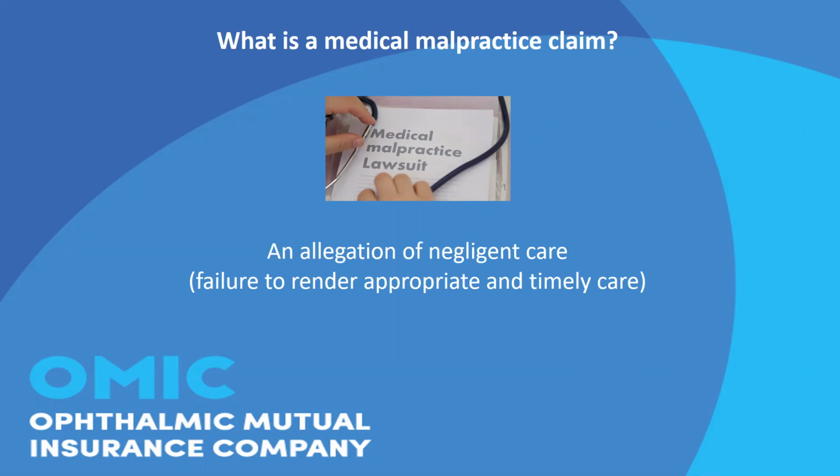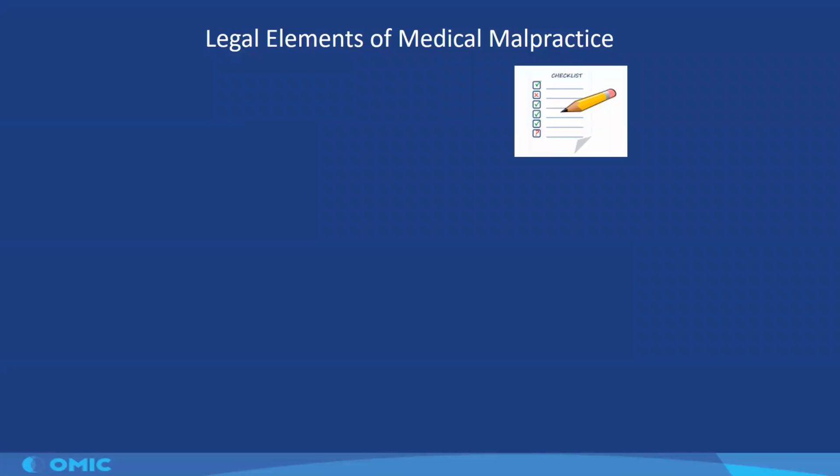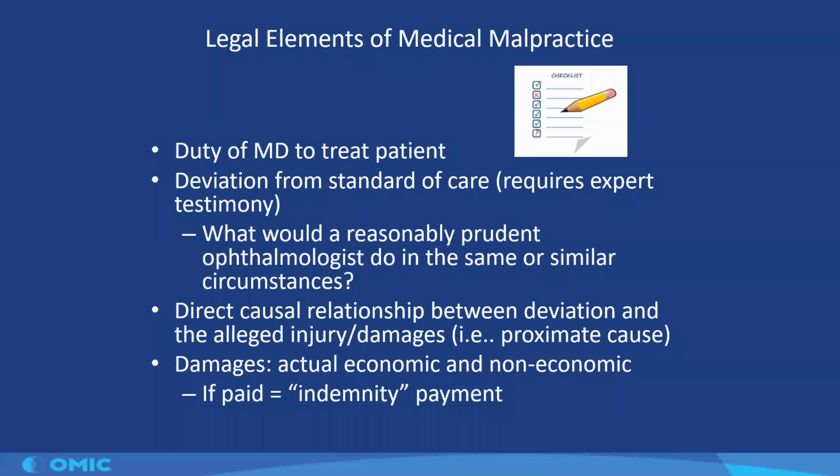What is medical malpractice and what is a claim specifically? It is an allegation of negligent care or the failure to render appropriate and timely care. There are legal elements of a medical malpractice claim, and those are a breach in the duty of a provider or an MD to treat a patient. There is a deviation from the standard of care, that is what a reasonably prudent physician, or in this case an ophthalmologist, would do in the same or similar circumstance.